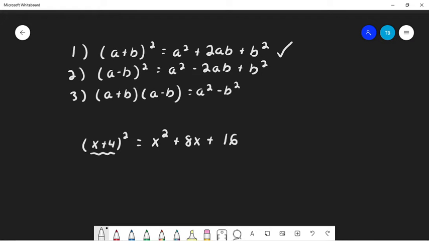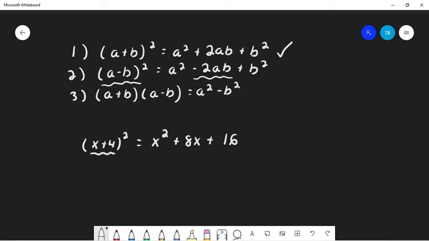Okay, now let's take a look at number 2. So we have a minus b squared. Now this is almost exactly the same as number 1. The only difference would be that the sign in the binomial is now negative. And the only way in which that affects the product is that the sign of the middle term would be negative, but everything else stays the same. So we'd have a squared minus 2ab plus b squared.